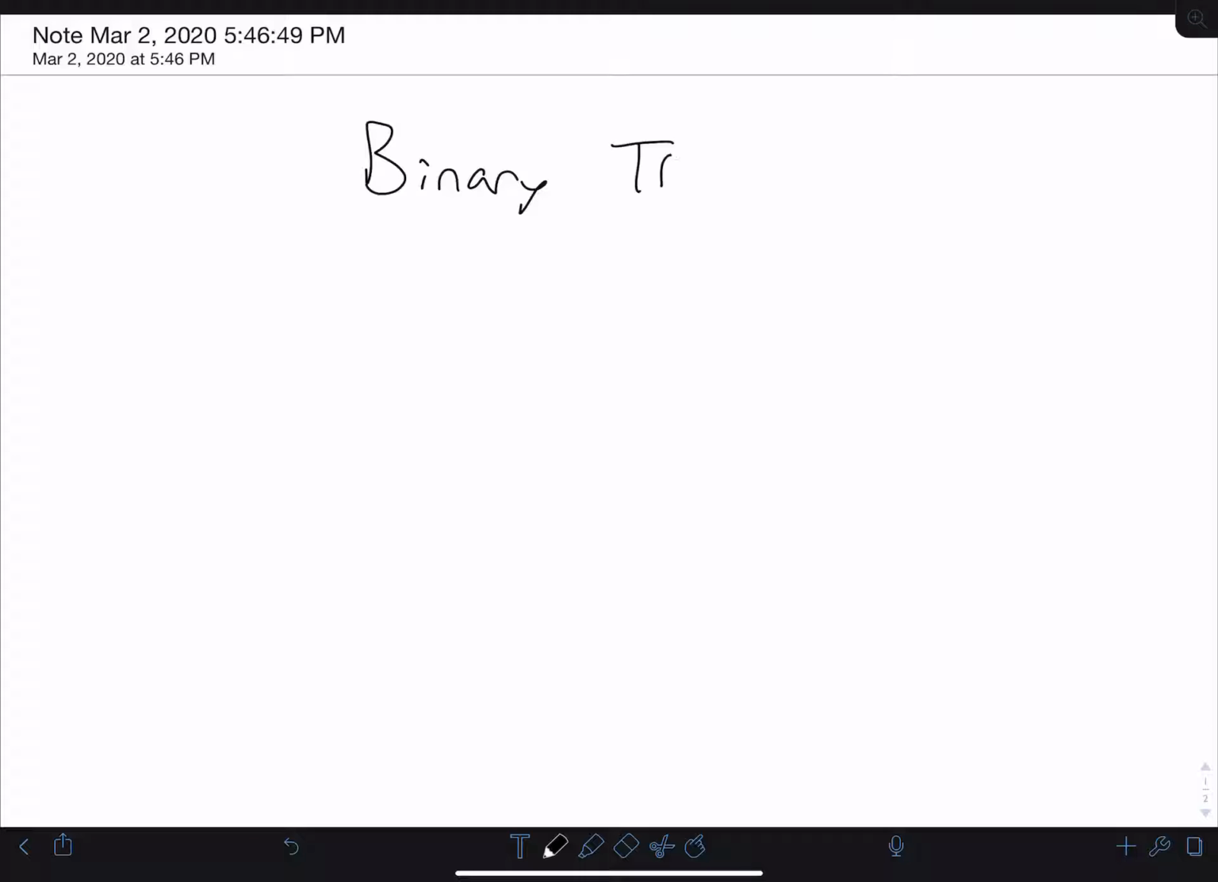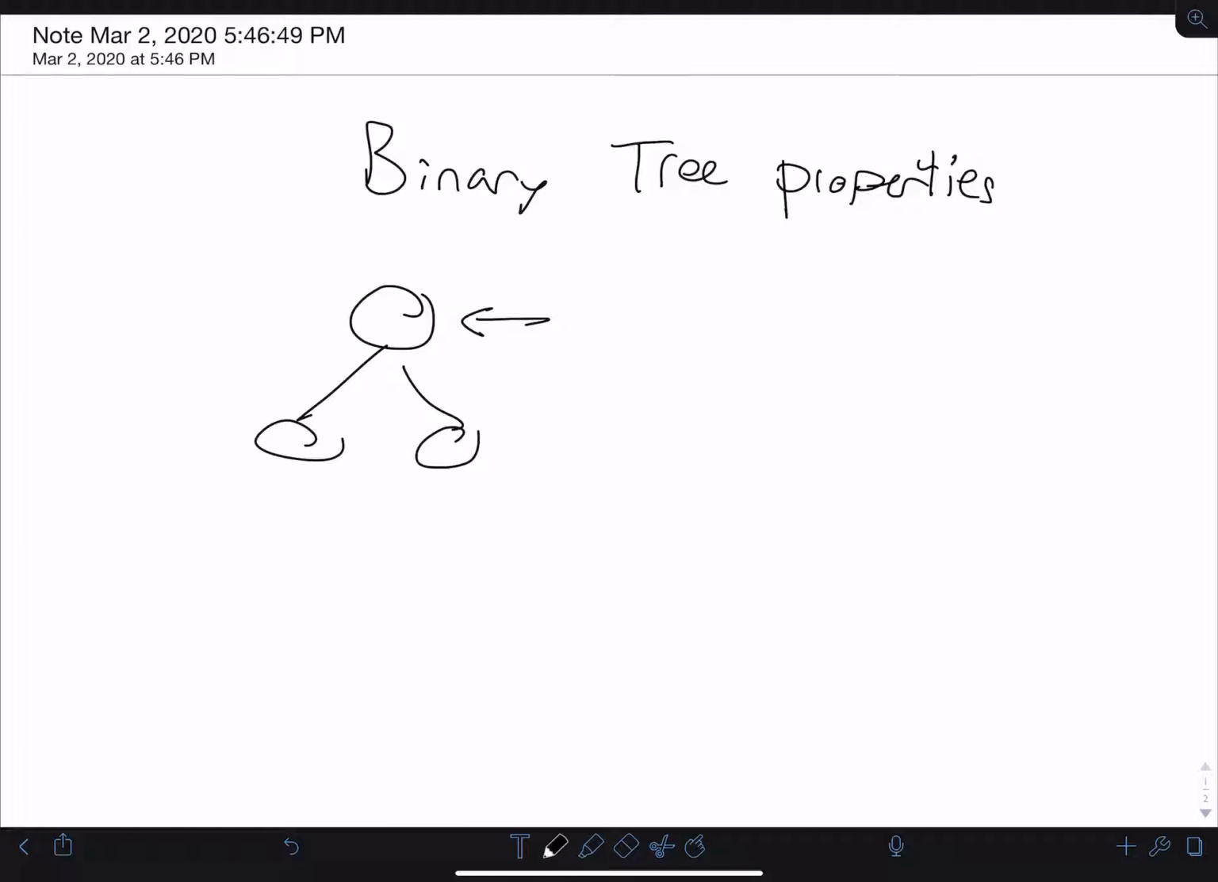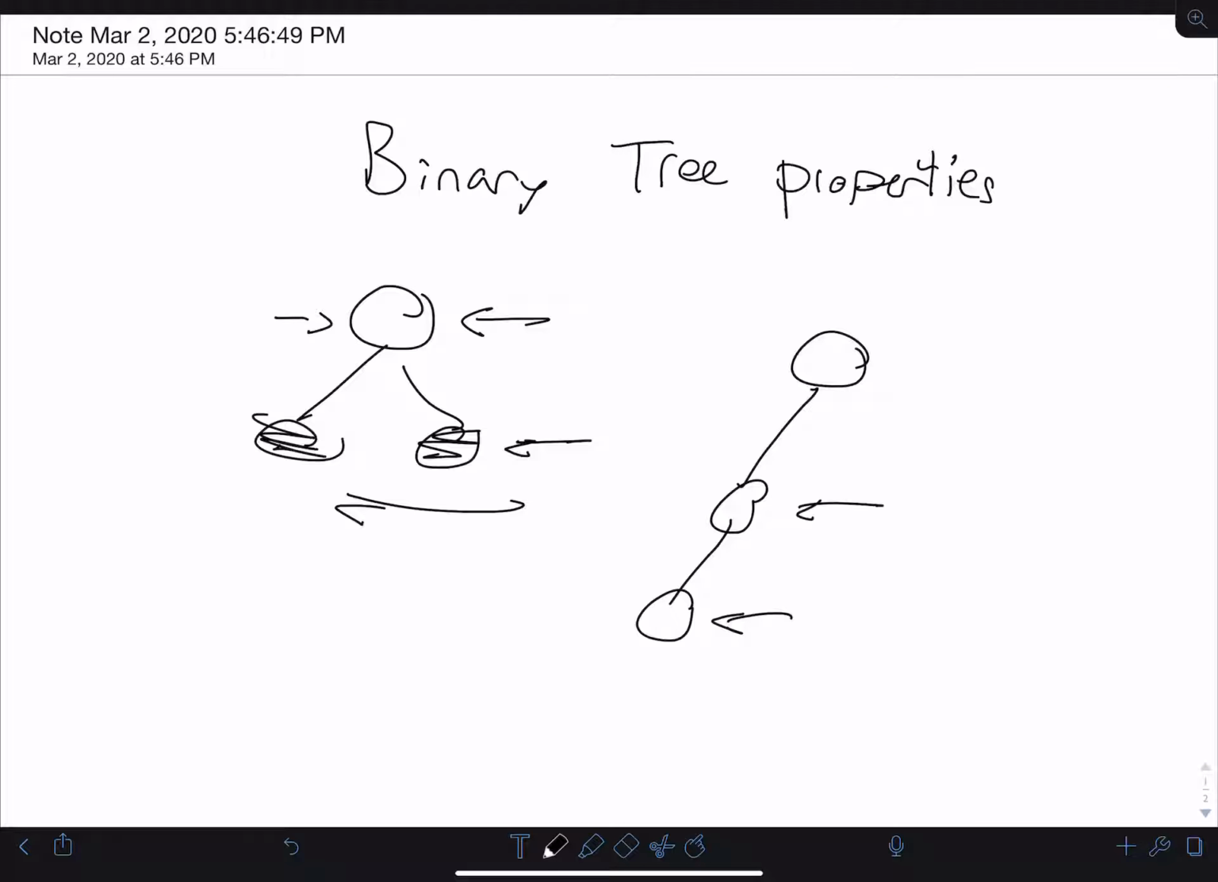Binary tree properties. I suppose as a quick rehash, a binary tree is a tree that has 2 children. It can have less than that, but up to 2 children. If we have something like this, we call this a parent node, and we call these 2 the child nodes. We also call the ones that don't have any children leaf nodes, and any ones that do have children, such as this one, we call internal nodes. And so those are the 2 identifiers that we use.